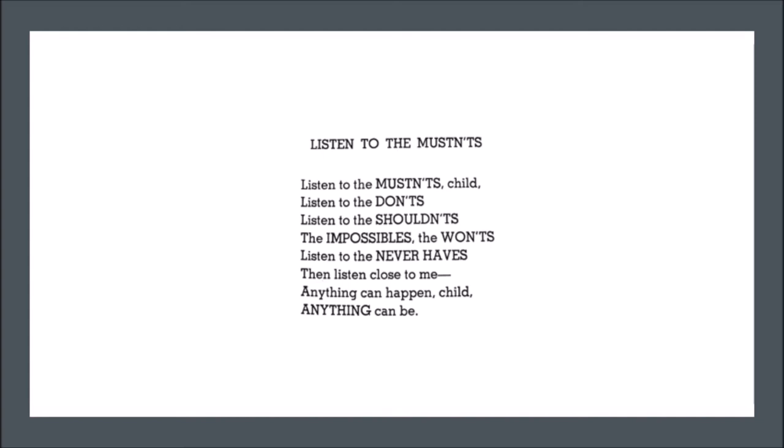Look at the poet's use of words in all capital letters. How does the choice of words to place in all capital letters support the speaker's point of view? All of those negative words are capitalized. Mustn'ts, don'ts, shouldn'ts, impossibles, won'ts, never haves. And then he capitalizes anything. I think he is doing that to highlight the contrast between these two ideas. This supports the speaker's point of view of rejecting the impossible with the word anything in all capital letters in that last line of the poem.